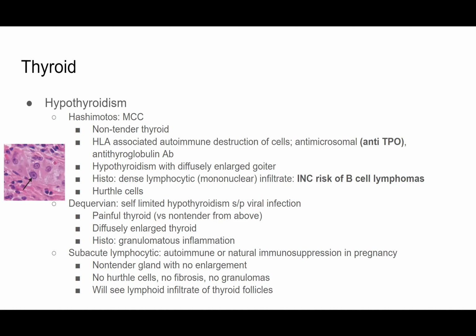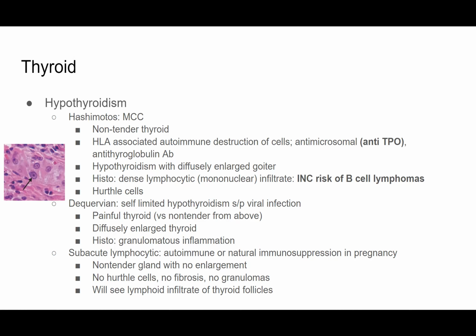This is autoimmune destruction of cells. Again, they're probably going to test you more on the serology of it. So anti-TPO is something that they love to focus in on for Hashimoto's. So focus in on that. Histo, you are going to have the dense mononuclear infiltrate. Another thing that you need to pay attention to, there is an increased risk of B-cell lymphomas with Hashimoto's, and then a characteristic histo thing to help you out there are going to be the Hurthle cells.